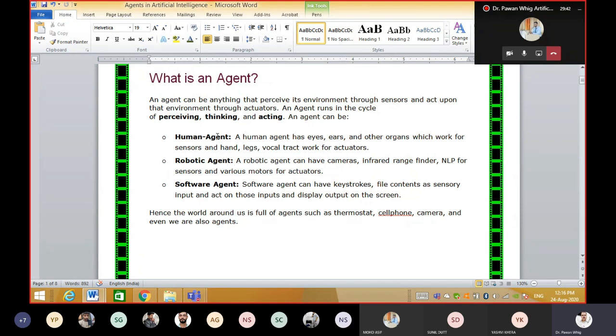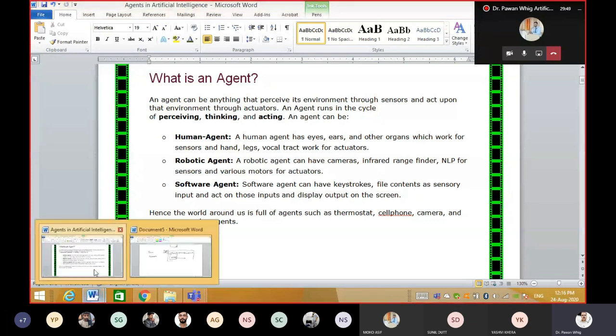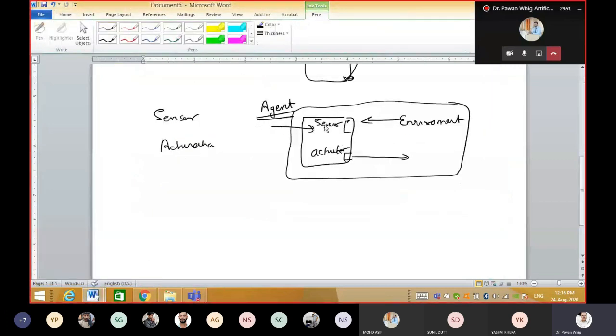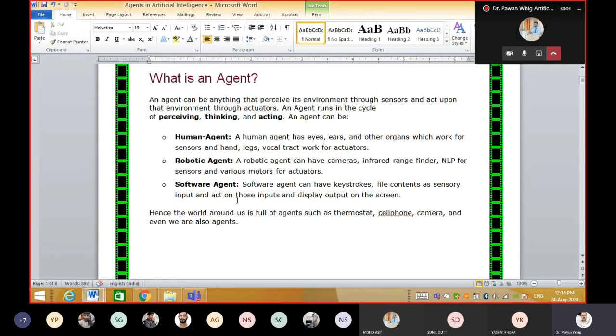Like a human agent, we have us, and an agent is basically nothing but a combination of two things that I already explained here. One is sensor and another one is actuator. Sensor is something which takes an input from the environment, and actuator is something which takes an action after getting the input. So I think it is understandable, very easy.